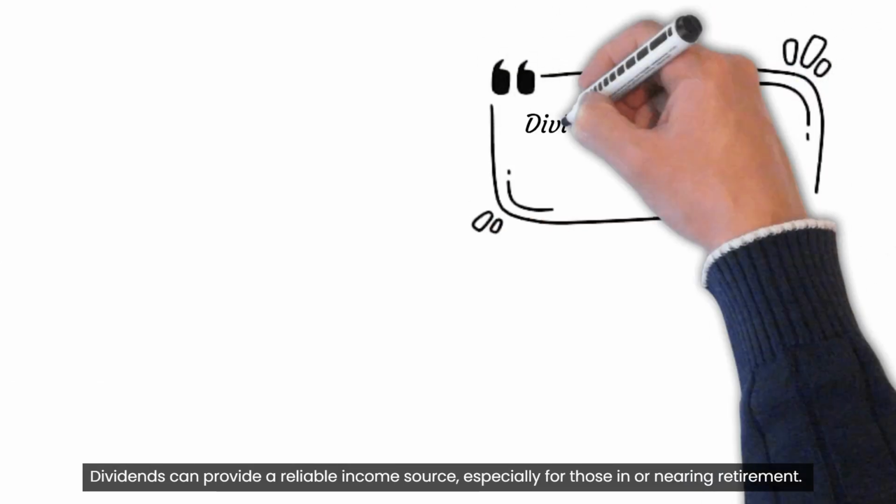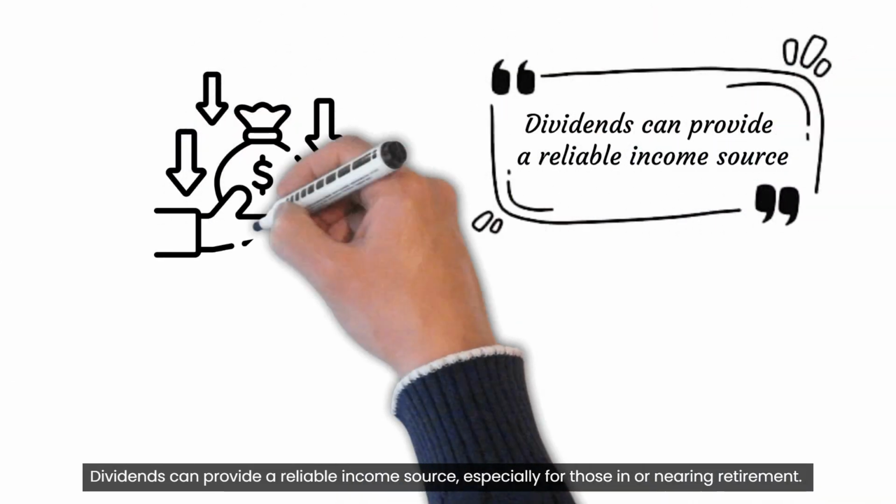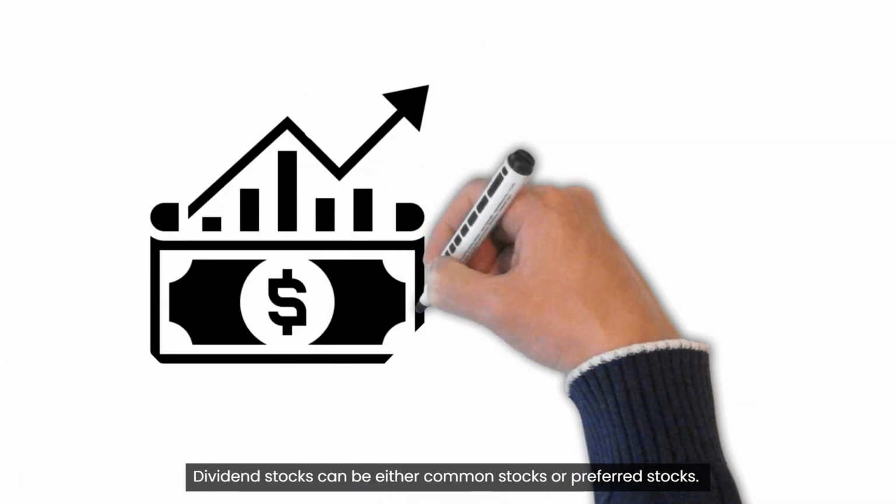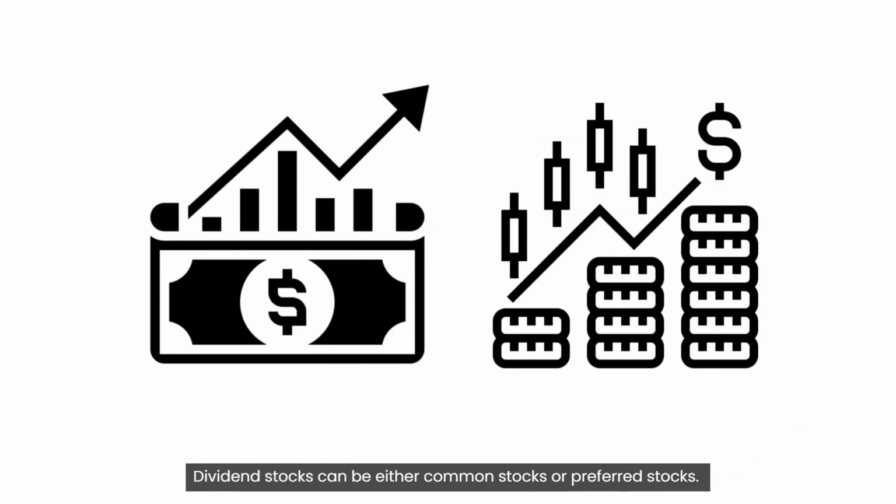Dividends can provide a reliable income source, especially for those in or nearing retirement. Dividend stocks can be either common stocks or preferred stocks.